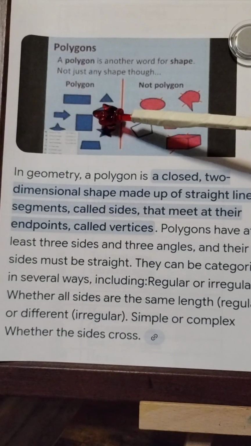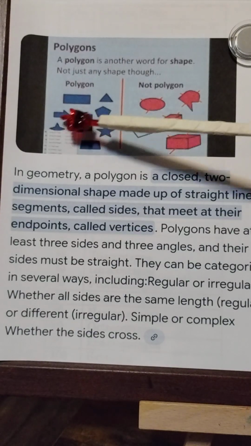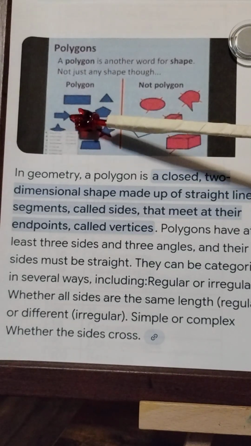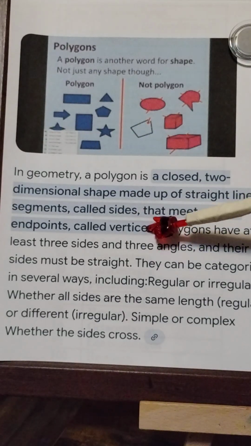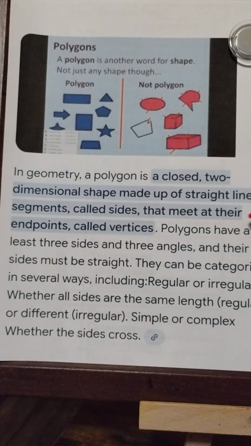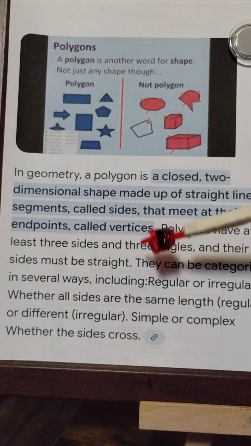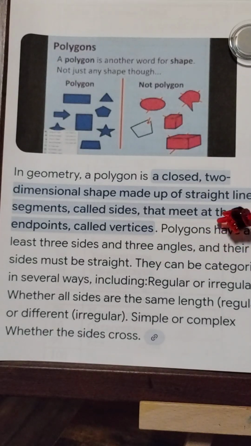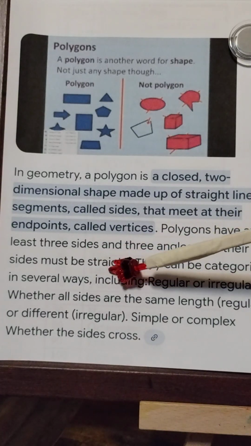And that point, even on the star, you see all those points, all those points are called vertices. Polygons have at least 3 sides and 3 angles, and their sides must be straight.